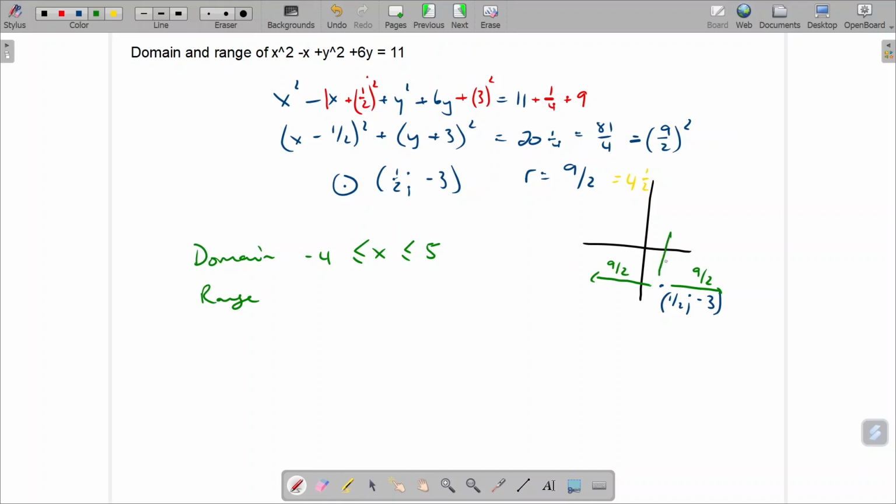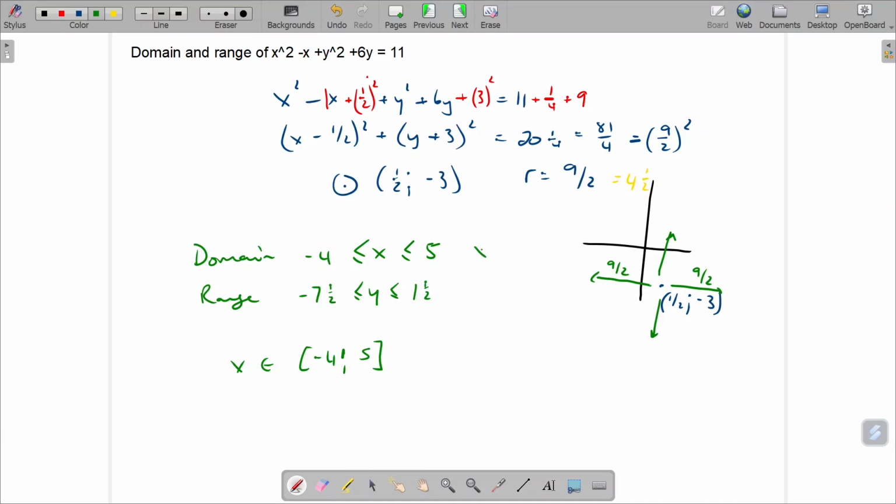my range will be 4.5 above or below this y value. So 4.5 above minus 3, or 4.5 below minus 3. Well, below minus 3 would be minus 7.5, and above minus 3 would be 1.5. And you can write that in set builder notation, or you can write it in interval notation. So x is an element of the closed interval from minus 4 to 5.